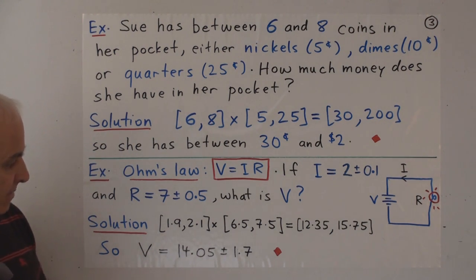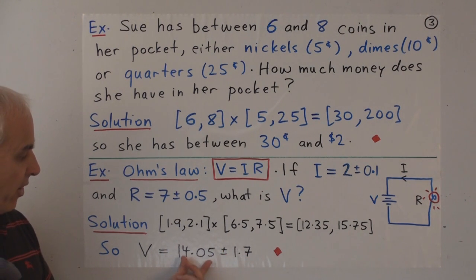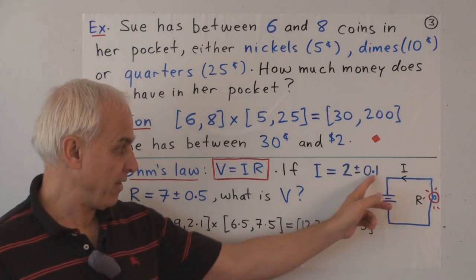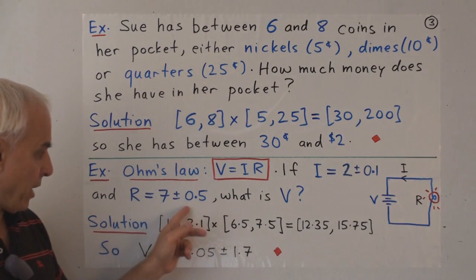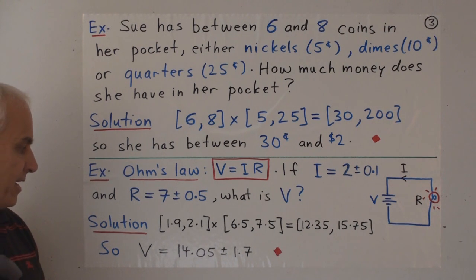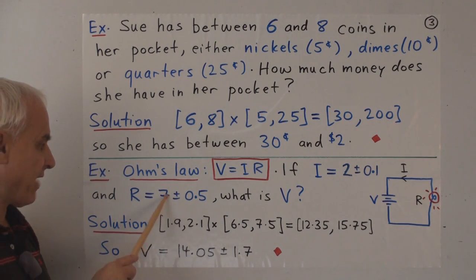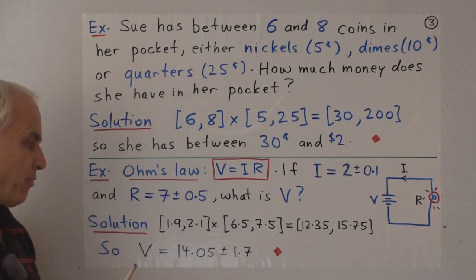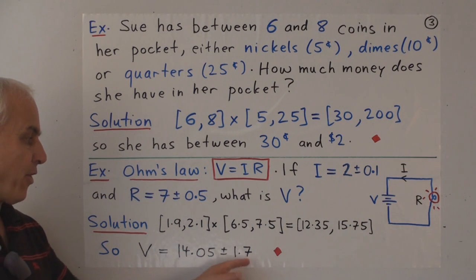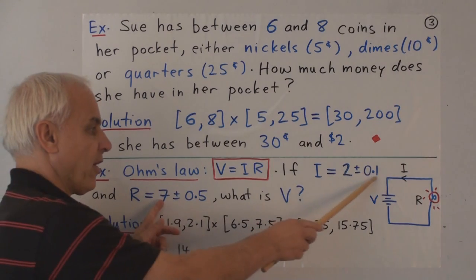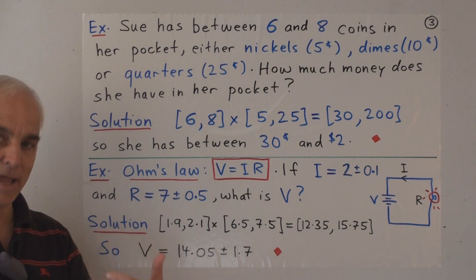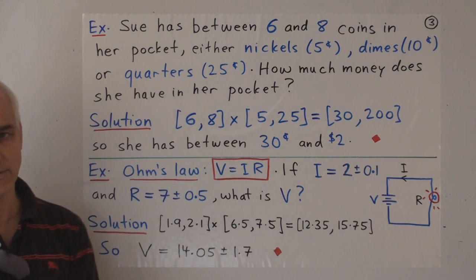Now, just as a bit of an aside, this 1.7, sort of the amount of error that's involved in the voltage, you might ask, well, how does that come about from the error in the current, which was 0.1, and the error in the resistance, which was 0.5? And the kind of a clue there is to note that if you take 7 times 0.1, you get 0.7, and if you take 0.5 times 2, you get 1. So this error here can sort of be thought of as 7 times this error and 2 times this error. So the errors are kind of combining to give you the error in the product.